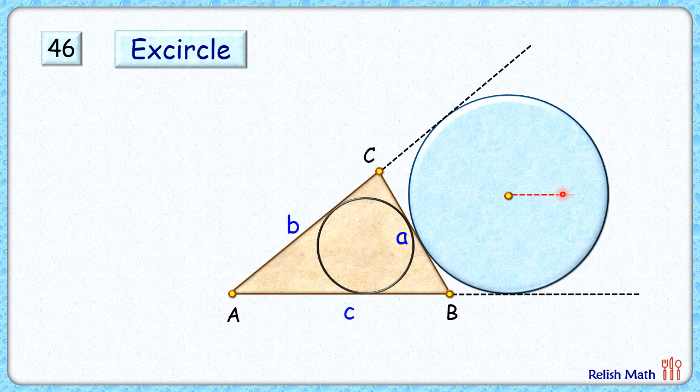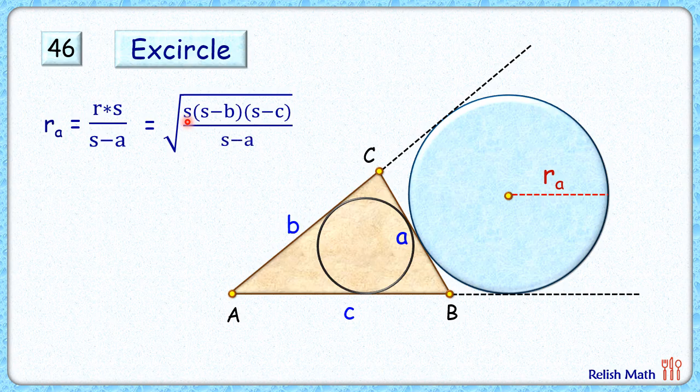And the radius for this ex-circle is given by a simple formula, that is R times S divided by S minus A, or it can also be written as square root of S times S minus B times S minus C divided by S minus A. You can easily compare it with Heron's formula.